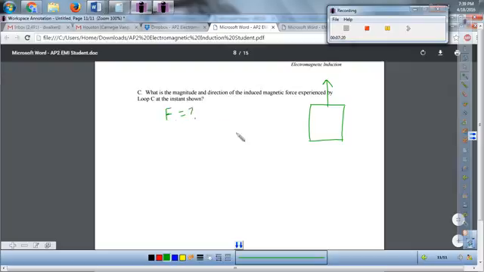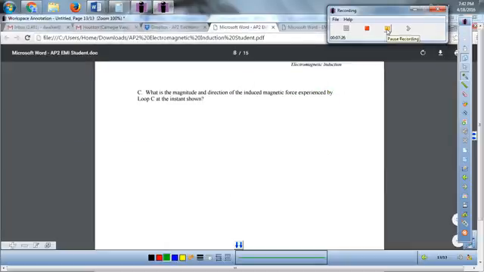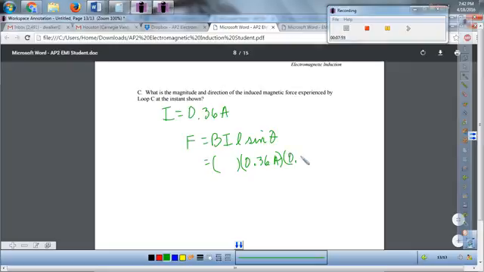Let me go back and make sure I'm not telling you a lie about the picture. So the picture was right, and since loop B and loop C were identical, the current through loop C is going to be that same 0.36 amps. And I know that F is equal to BIL sine theta. B was given to us, but I don't remember what B is, so we'll have to go look at that. Here's our 0.36 amps. And our L is still the 0.06 meters, because that's what's dragging through the magnetic field. The sine of 90, because the current and the magnetic field are at right angles to each other.